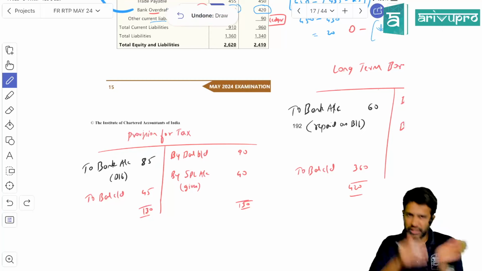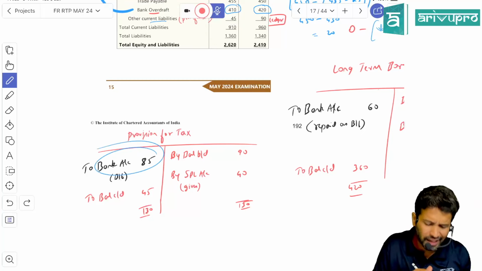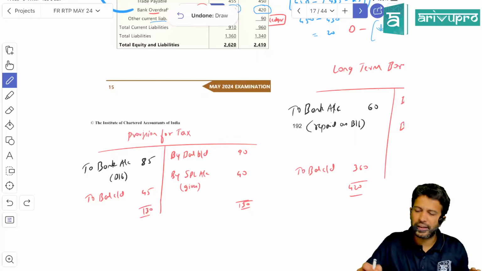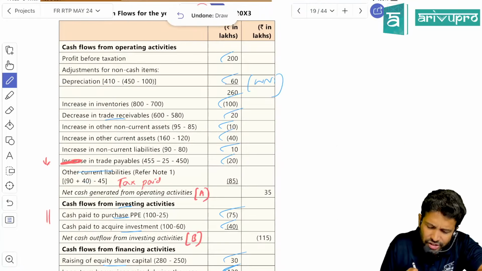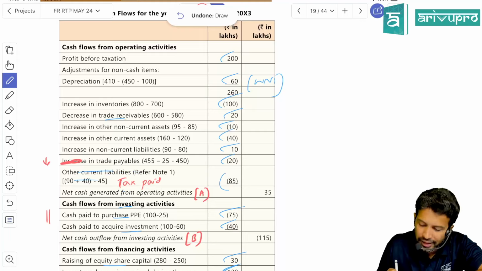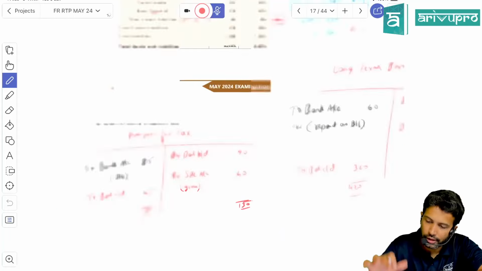We can't just make the provision and keep quiet; we'll also settle it. So that is nothing but your tax paid. So 85 tax paid. I mean, show it at the end. Okay. They have shown other current liability. I suggest instead of this, write it as tax paid, 85. So show it at the end. Okay, sir. Yeah. So that is also taken care of.